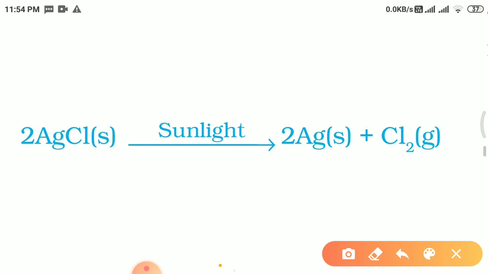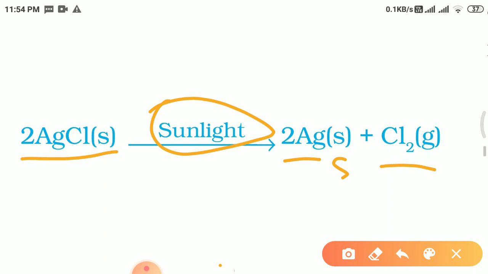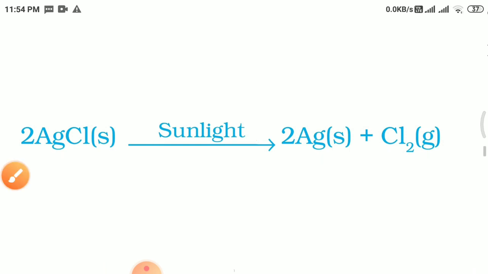Here the chemical equation will be 2AgCl, silver chloride solid, in the presence of sunlight, turns into 2Ag, silver solid, plus Cl2, chlorine gas. So this is an example of decomposition due to light.